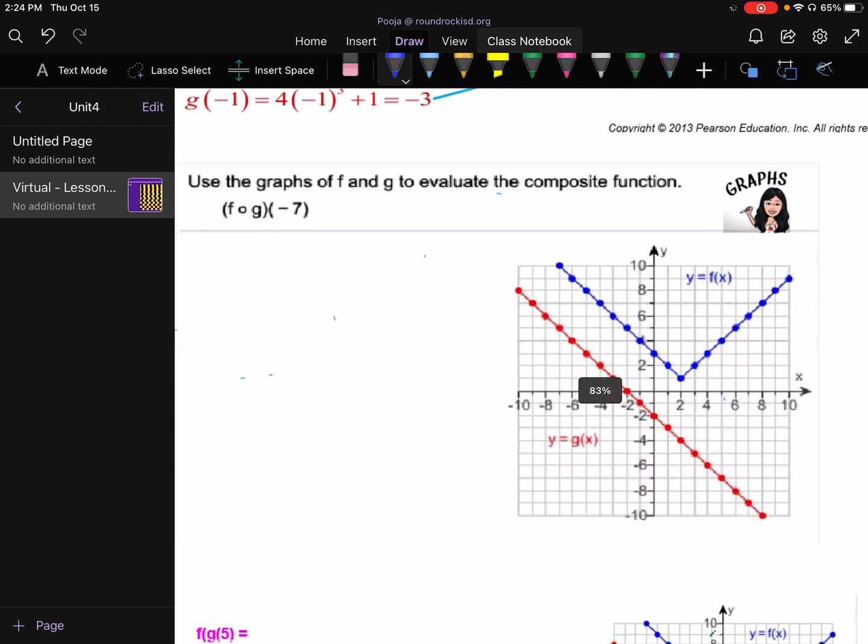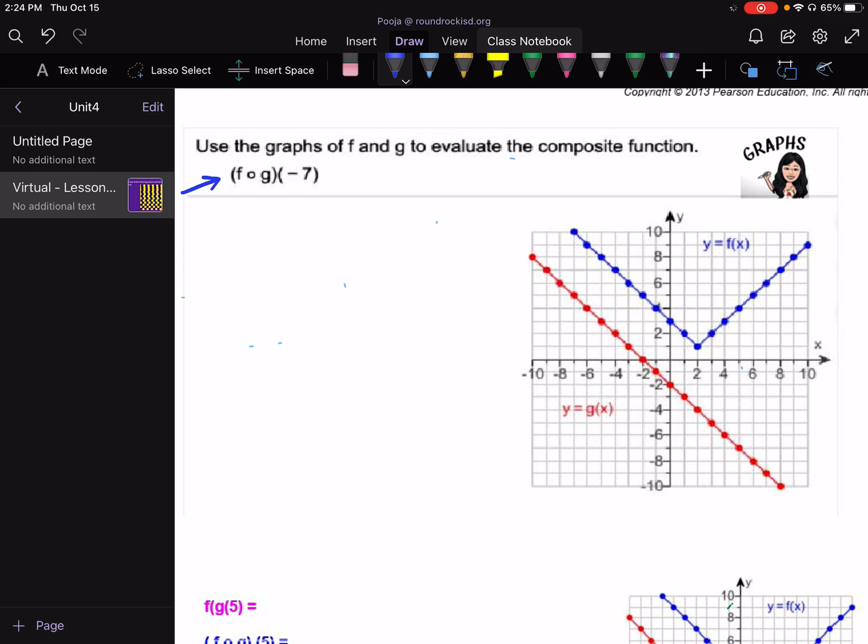All right, now we're going to do the same thing. We're still going to evaluate fused functions, but instead of equations, we're going to use a graph. The rules are still the same. You look at the second function first, you have to evaluate that first. And again, whatever is in the parentheses is the x value. So I need to find g of negative 7.